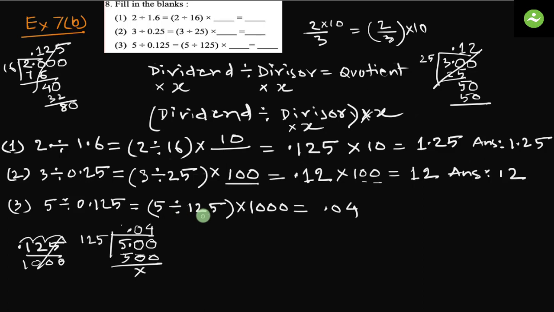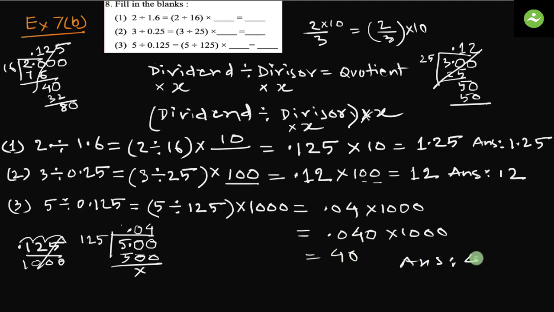So 0.04 is the quotient, and multiply by 1000 equals. Now, because there are 3 zeros, we must have 3 digits here. 0.040. Putting a 0 doesn't change the value. Multiply by 1000. Now we move the decimal point. 1 digit, 2 digits, 3 digits, so it will be 40. The answer is 40.